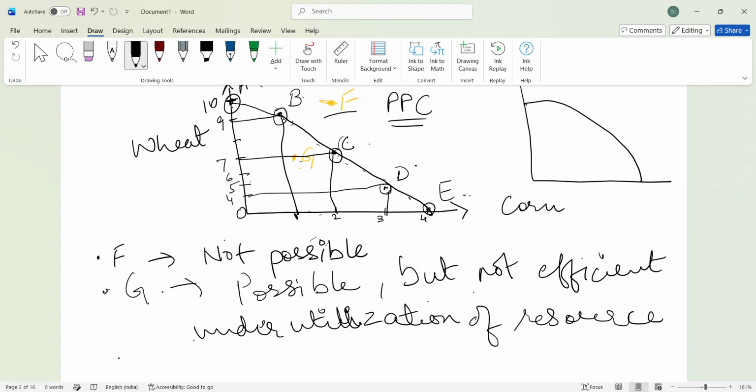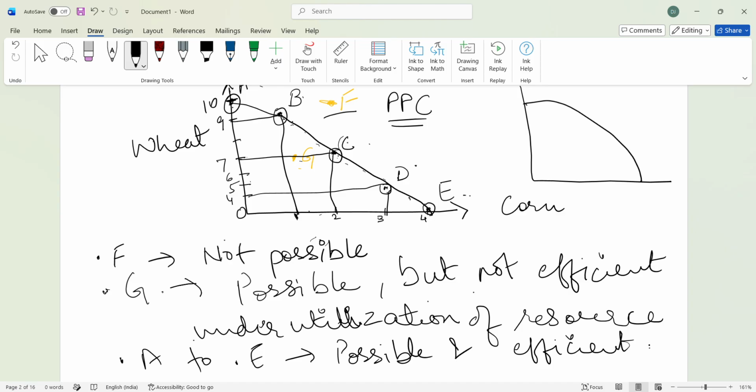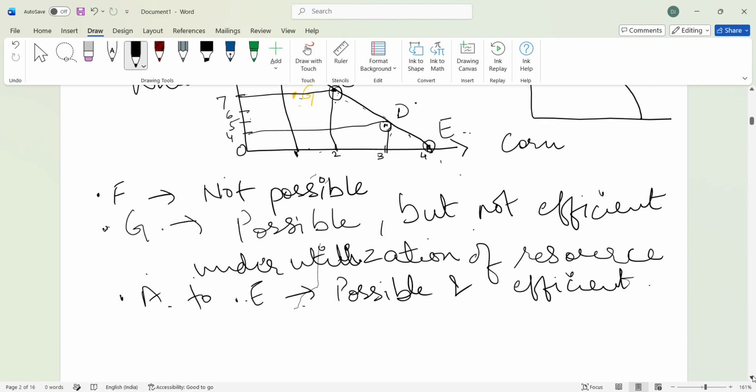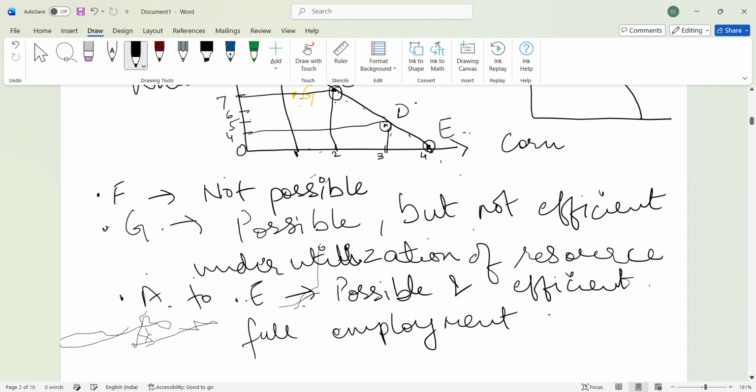All right. And then from point A to point E, all are your efficient and possible points. They are possible and they are also efficient points, right? To give you a little flavor of macro out here, all these points basically show the full employment level of output in an economy. So from A to E, all points on the production possibility curve show the full employment level of output.